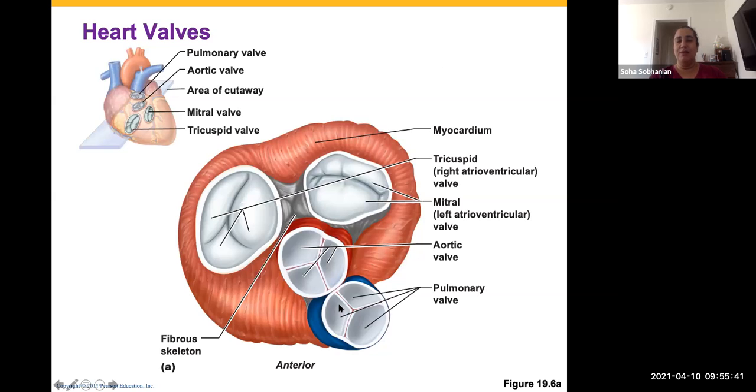Here is the view of the four valves that we have. See how these ones have three little flaps versus two flaps. So this is your tricuspid valve. This is your bicuspid valve. And then these two that are almost identical are your semilunar valves. The one associated with your aorta, you can see the red color, is your aortic valve. And this one is the pulmonary valve, which is associated with the pulmonary trunk.